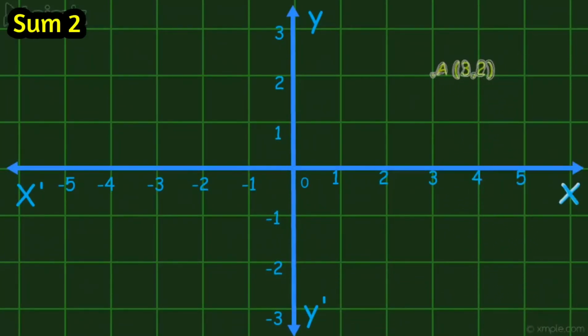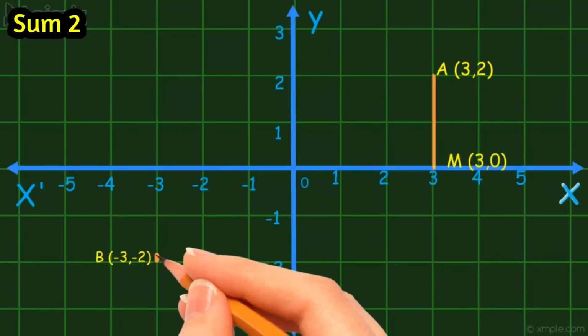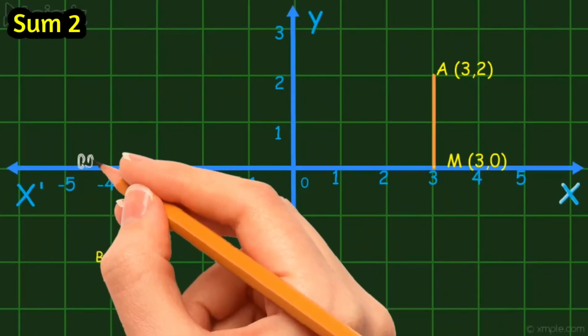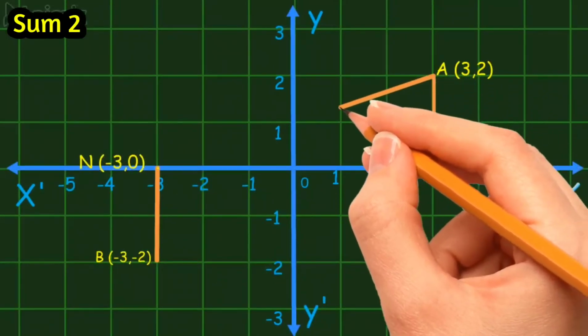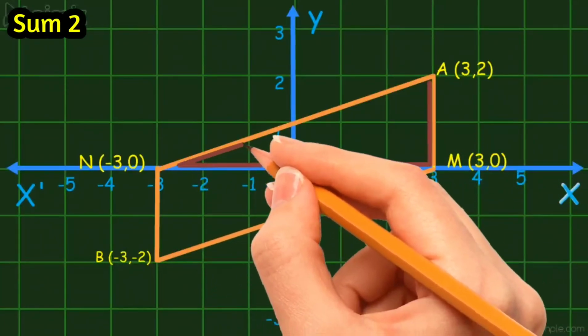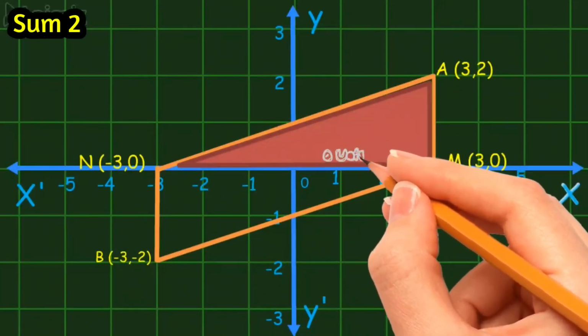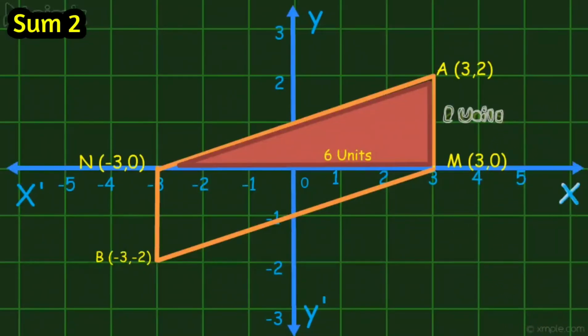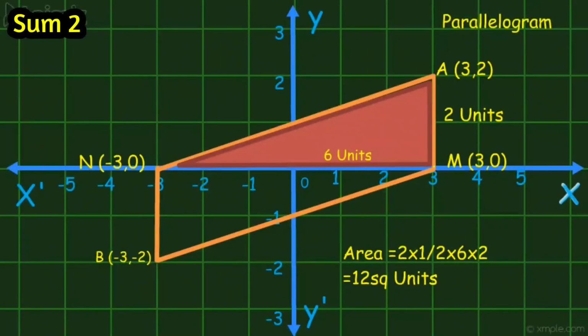Now A will be in the first quadrant, B will be in the third quadrant. From A, when you draw the perpendicular, the coordinate of M will be 3, 0. When you draw perpendicular from B, coordinate of N is minus 3, 0. Join this, you are getting a quadrilateral. Now area. I have shaded the triangle. Its base is 6 unit. Height is 2 unit. 2 triangles are there. So the area will be 2 into half into 6 into 2. So 12 square units. Now it's a parallelogram.